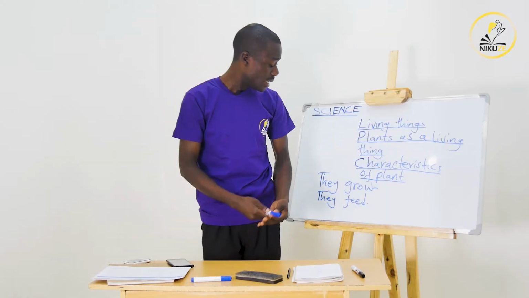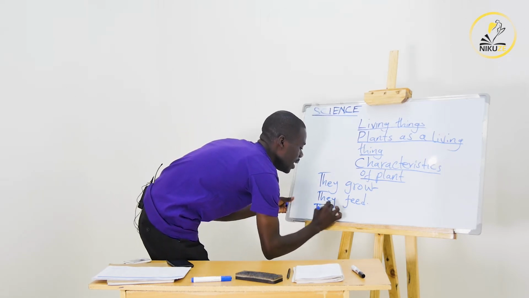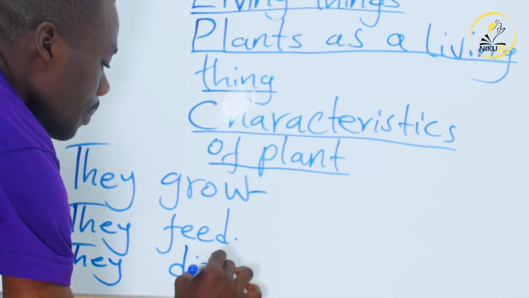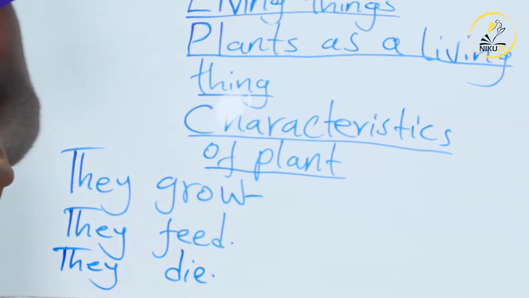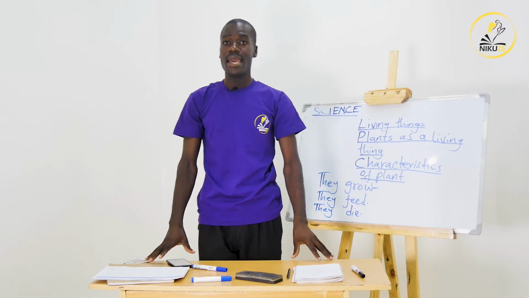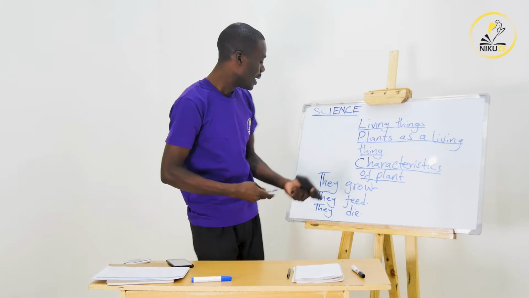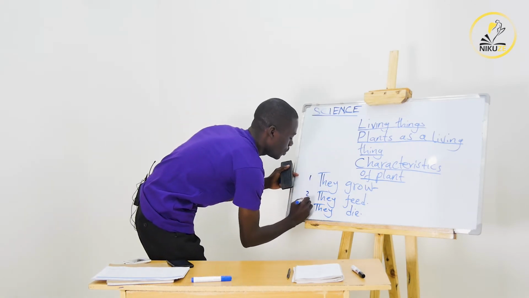Next thing after that, these plants also die. When can we say that a plant has died? You will see that a plant is withering or wilting, or a plant is drying. So when that plant dries up, we say that it has died. So we have the causes of death of a plant.